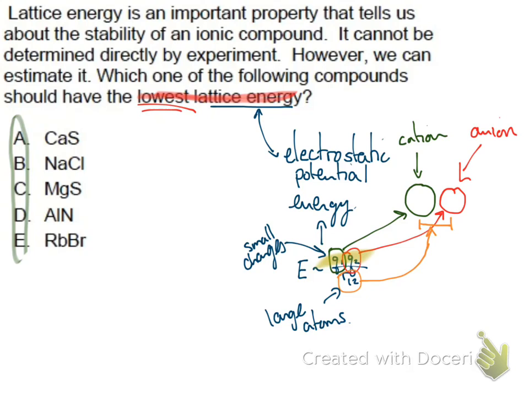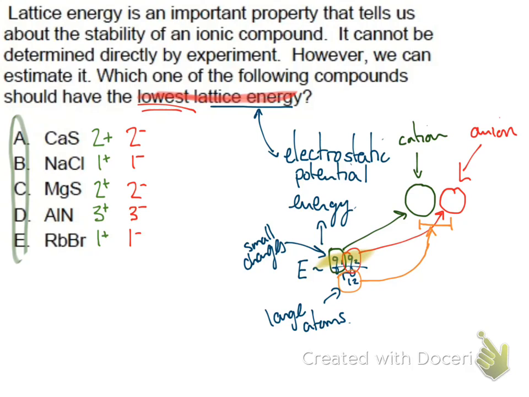Alright, so let's just work down our list. We know that calcium is a 2 plus charge. We know that sulfur is a 2 minus charge. We know that sodium is a 1 plus charge, and NaCl has a 1 plus and a 1 minus charge. We know that magnesium is a 2 plus and that sulfur is a 2 minus. Aluminum, if you look at the periodic table, you can convince yourself is a 3 plus and nitrogen should be a 3 minus. And then if you look where rubidium is and where bromine is, rubidium is going to be a 1 plus and bromide is going to be a 1 minus.